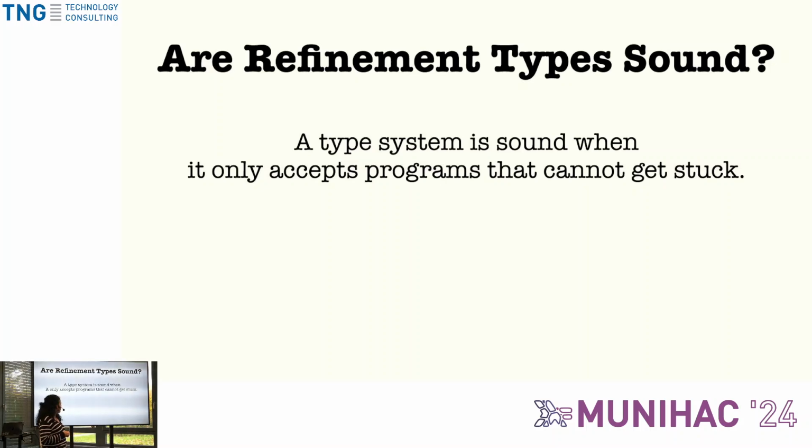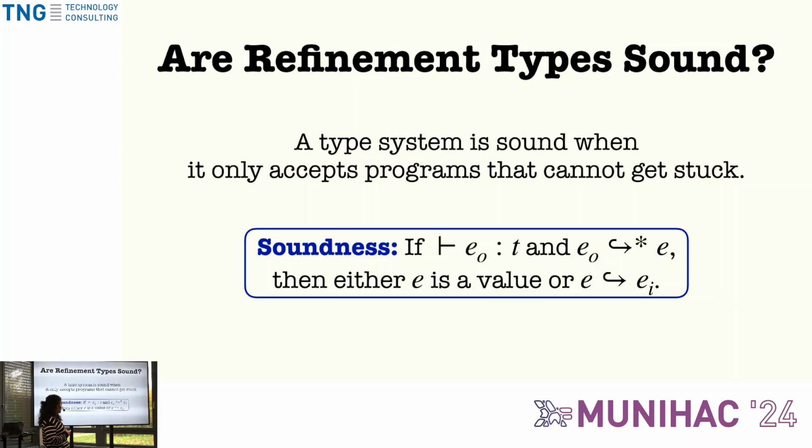And it comes with a mathematical formulation that says that if an expression E0 has a type t, and this type can be refined or non-refined, it's fine, and this expression E0 evaluates to an expression E, then E is either a value or it takes one more step. And this means something that is typed, E0, cannot get stuck. Either it keeps going or it stops with a value.